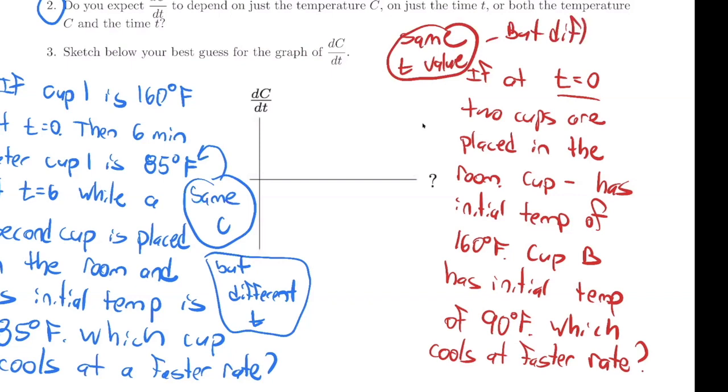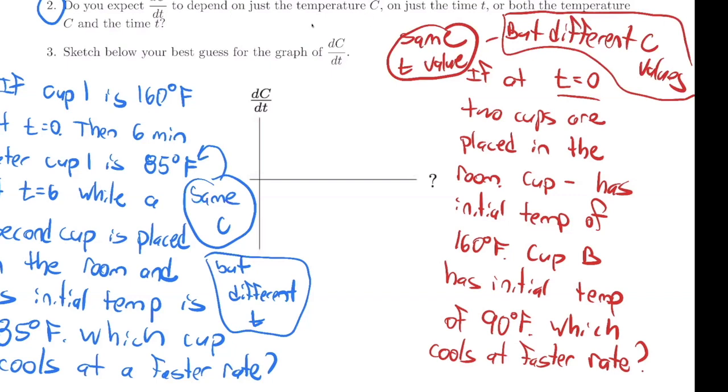But at time 0, they're going to have different C values. So these two cups of coffee are different temperatures. Just a really quick poll that I want to take to get your thoughts. I'm not asking for big detailed analysis here, just what does your gut tell you about the rate of change of coffee? Do you think it's going to depend on the temperature of the coffee? Do you think it's going to depend on how long it's been since the coffee has been sitting in the room?